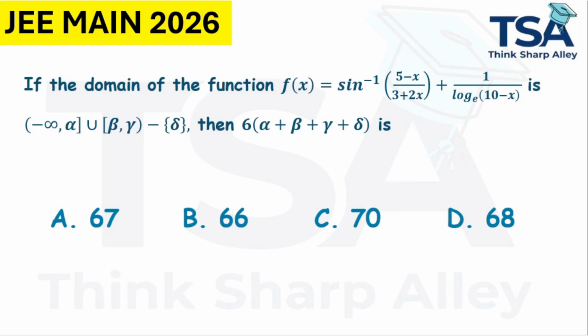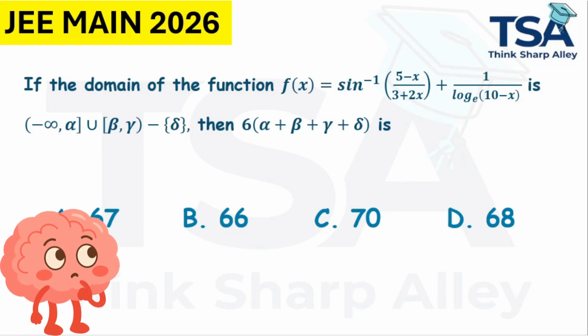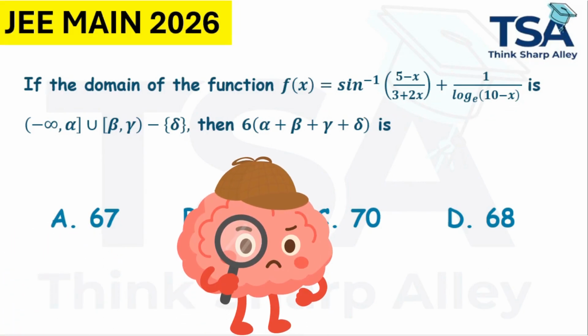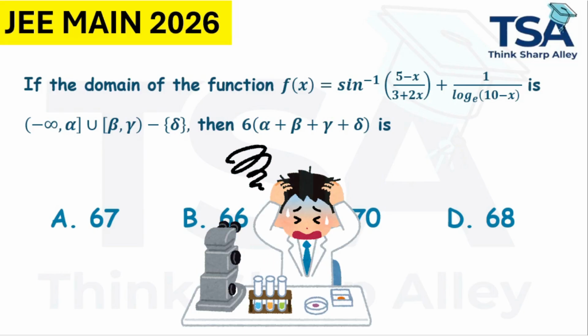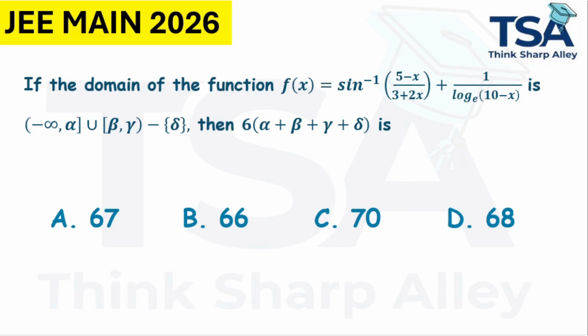At first glance, this looks like a standard domain question, a logarithm, an inverse sine, nothing unusual. But look carefully. This function is secretly asking you to satisfy multiple restrictions at the same time. Miss even one of them and the entire answer collapses. Can you spot all the traps before JEE does?